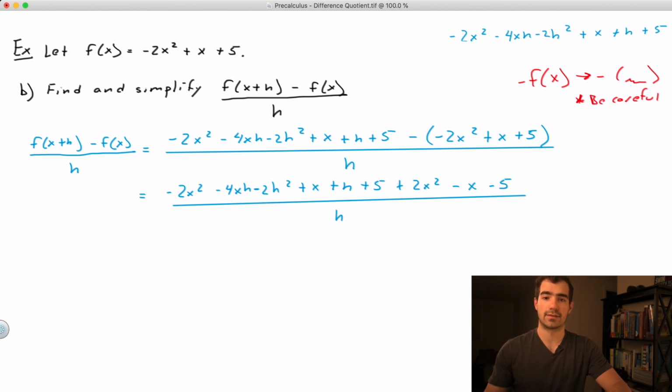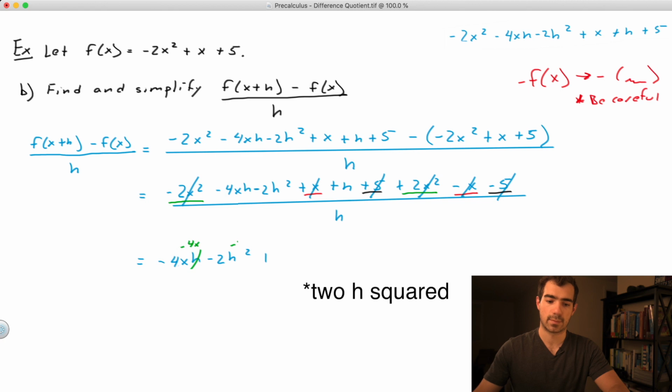And now what's really nice about this, and what tends to happen often when we evaluate the difference quotient like this, is we're going to have a lot of terms here that cancel each other out. So if we look, for instance, we've got a negative 2x squared and a positive 2x squared. Those are going to cancel each other out. We have a positive x and a negative x. Those are going to cancel each other out. We have a plus 5 and a minus 5, and those are going to cancel each other out. And so when we go through and we cancel each of those terms, that's going to leave us with minus 4xh minus h squared plus h.